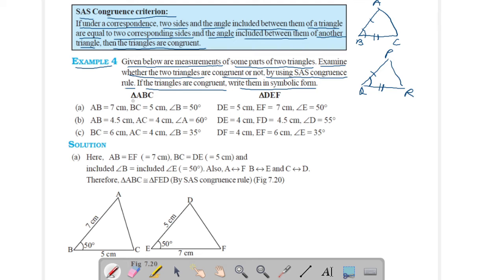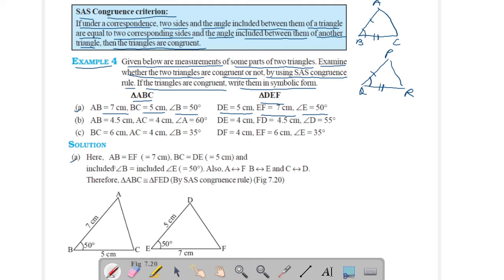See here, these are the measurements of triangle ABC, and these are the measurements of triangle DEF. Here in part A, the measurement of AB is 7 cm, BC equal to 5 cm, angle B equal to 50 degrees. Again in triangle DEF, DE equal to 5 cm, EF equal to 7 cm, angle E equal to 50 degrees. So see the solution of the first part.